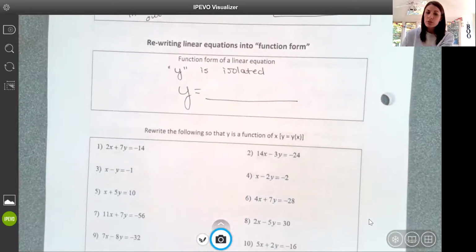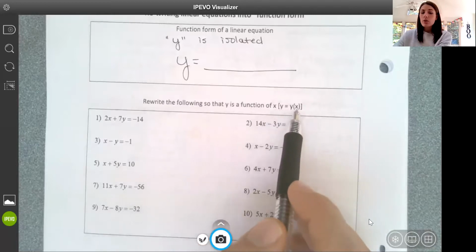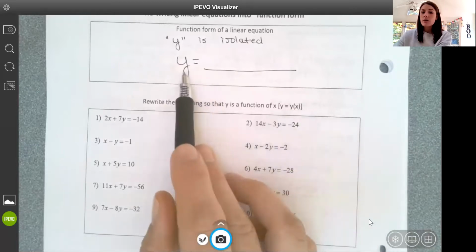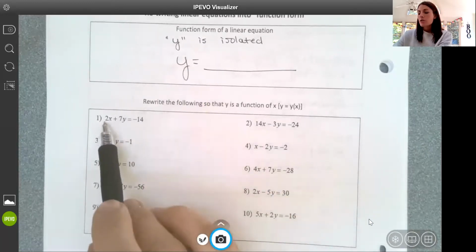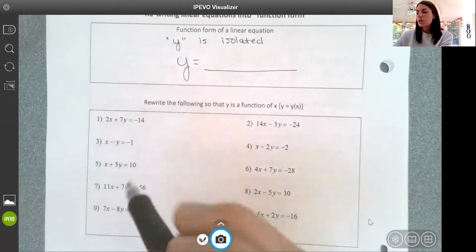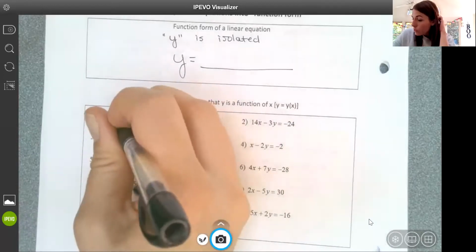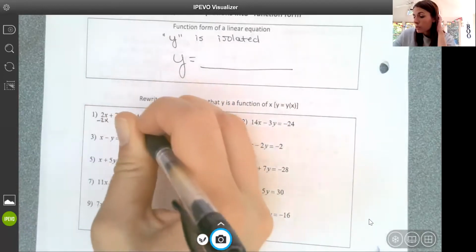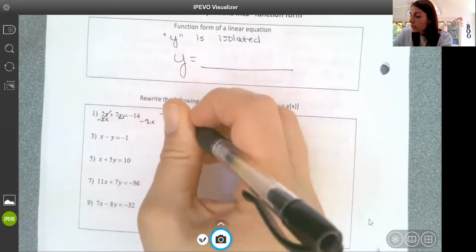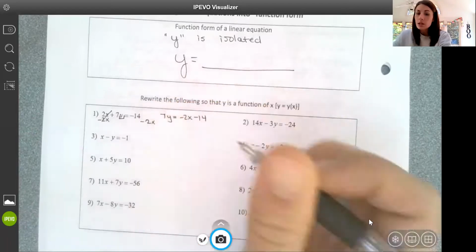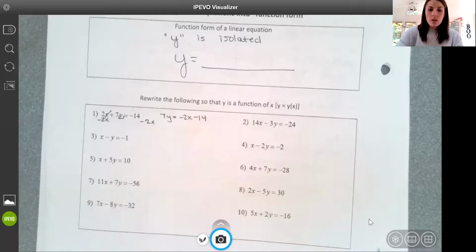We're going to look at a few examples. It says rewrite so that y is a function of x, or if I were to write it in function notation, it'd be y of x. If I plug an x in, what do I get out for y? Here's my first equation, and if I want to isolate y, this is like literal equations from last unit. If I want to get y by itself, first I would subtract 2x from both sides, and that would give me 7y equals -2x subtract 14. You could also write it as -14 subtract 2x.